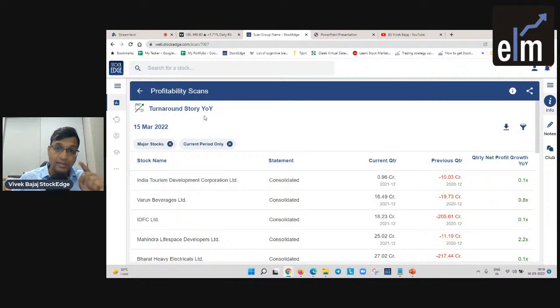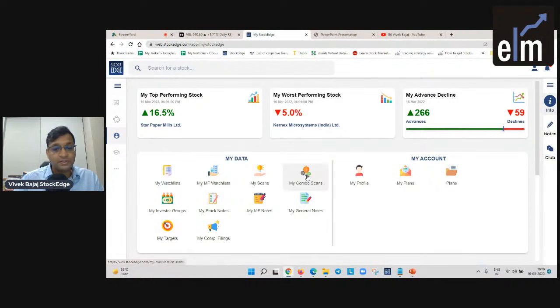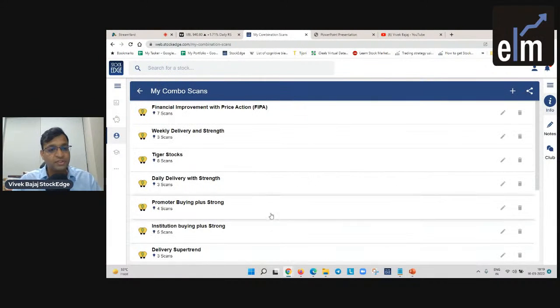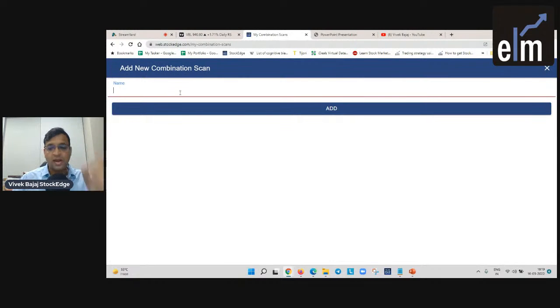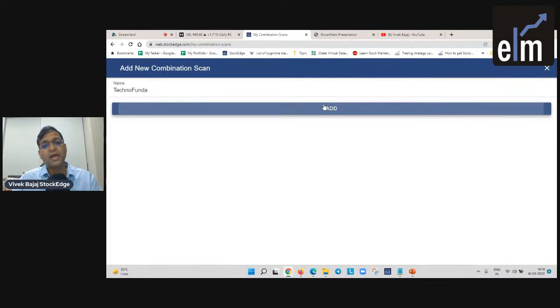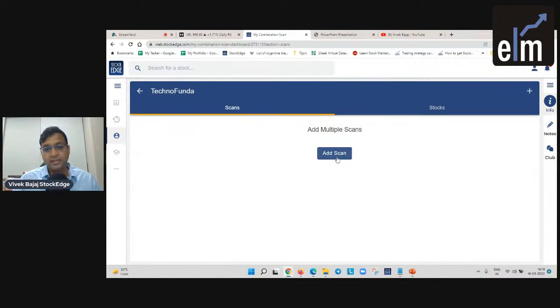So this is just one scan which I talked about. Now, you can obviously combine multiple scans. So let's create a combination scan. So let me just add a combination. Techno Funda combination, okay? So when you go to Techno Funda combination, just select this, add scan.